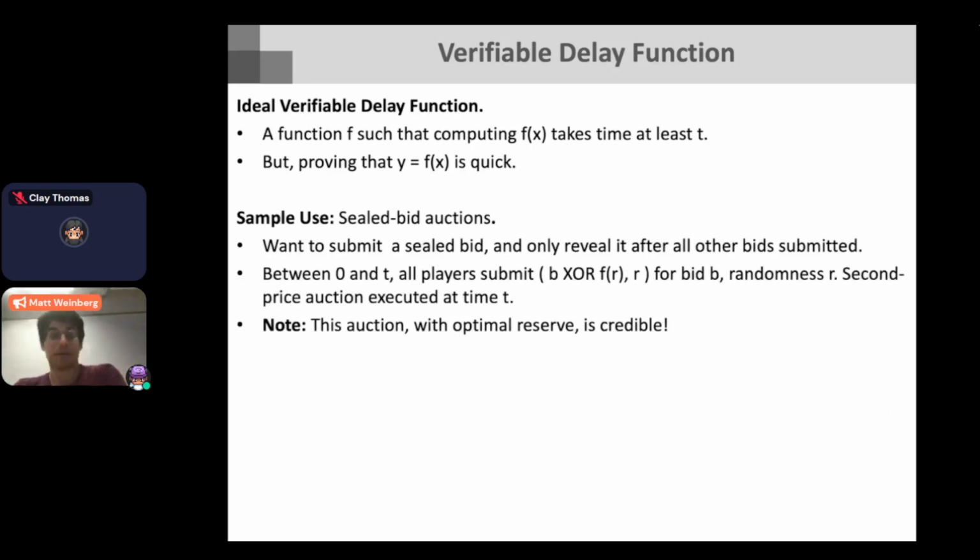So a sample use for this would be, again, a sealed bid auction. What I might do now using just pure cryptography is I would say, well, between 0 and T, I would like all players to submit their bid XORed with f of a random number. So what I'll ask players to do is, at time minus T, pick some r, and then compute f of r by time 0. Between 0 and T, output this. And then sometime after time T, I'm going to do a second price auction.